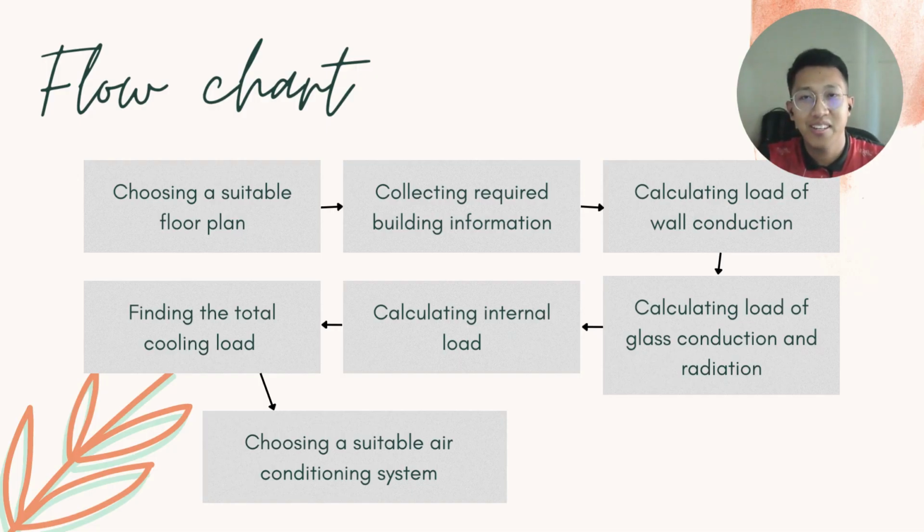As shown in the slide, there are several steps involved in calculating the cooling load of the building. First, we choose a suitable floor plan, and then we collect the required building information. Next, we calculate the load of the wall conduction, and then the load of glass conduction and radiation. After that, we calculate the internal load, which is occupants and electrical equipment, and then we find the total cooling load value. Lastly, we choose a suitable air conditioning system depending on its CFM value.